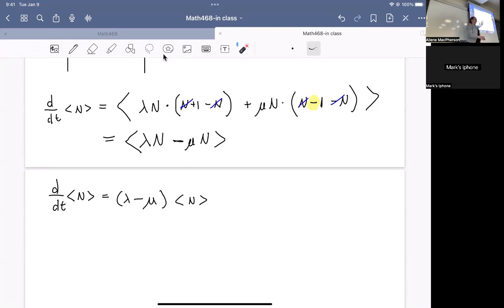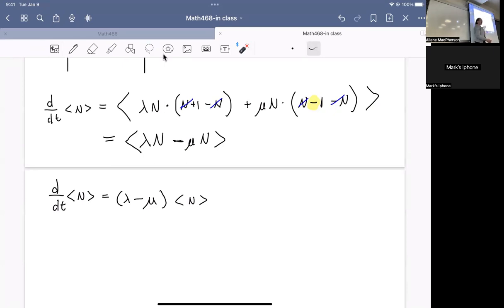Don't think about it specifically. Think about it generally. How would I solve this? It's an exponential, right? It's just the classic per capita growth. I have the change in the number of individuals and some constant times the number of individuals.